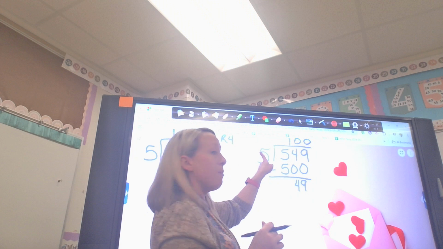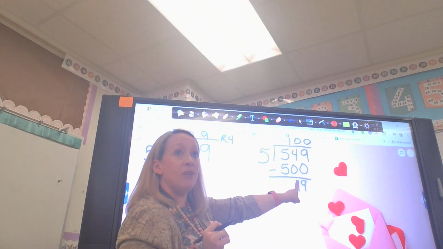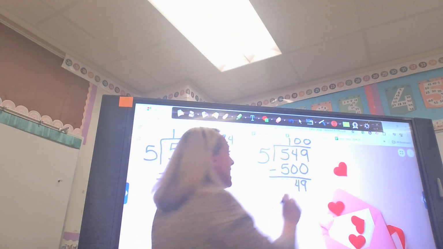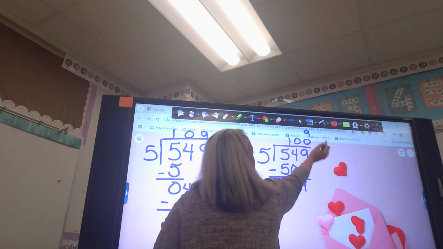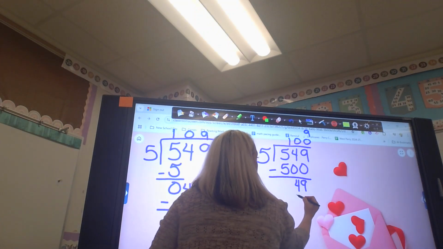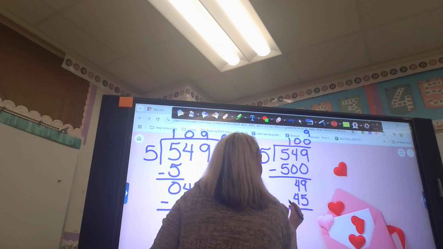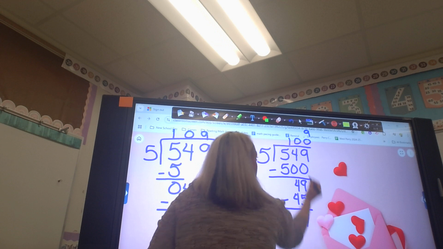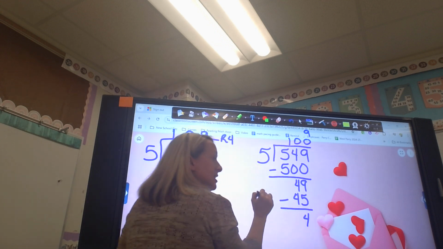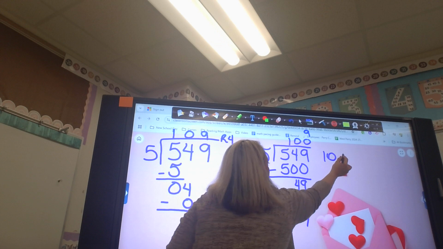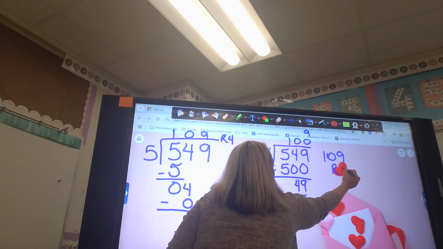So now we put 5 into 49. We already know how much it is. 9. So that's another partial quotient. 9 times 5 is 45. I subtract and I get, okay, what do I do to these two partial quotients? Add them together. So I have 109 with a remainder of 4.